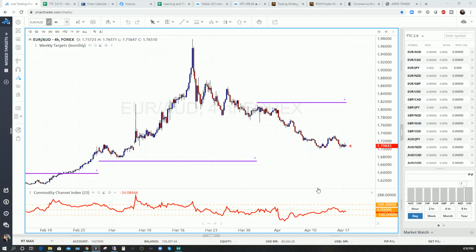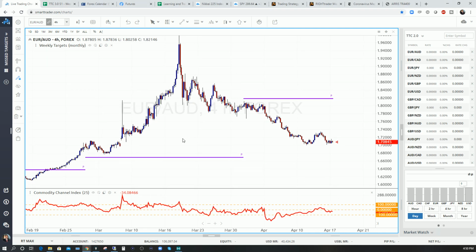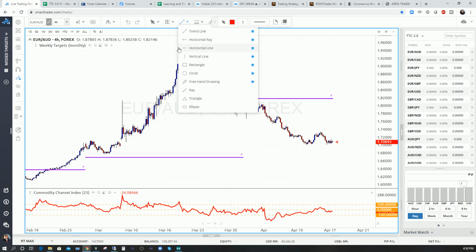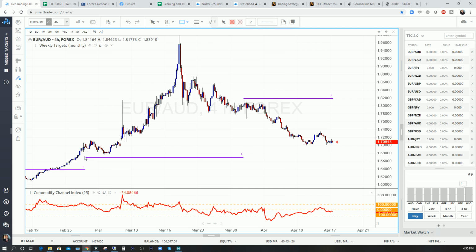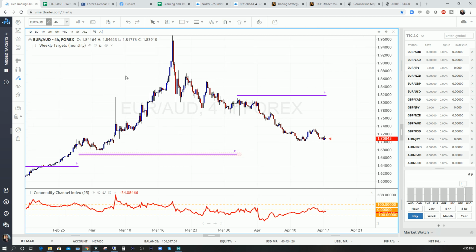Well, that's simple, all right? I'm going to be using here these pivot points, and I'm going to be using monthly pivot points. So these lines you see here, purple lines you see right here, is going to be our monthly target. And so what I'm looking for is for price to come back to this level right here, all right?